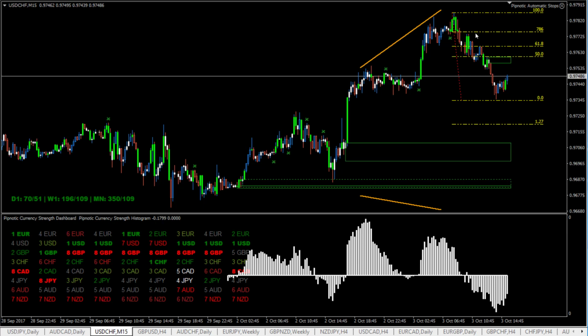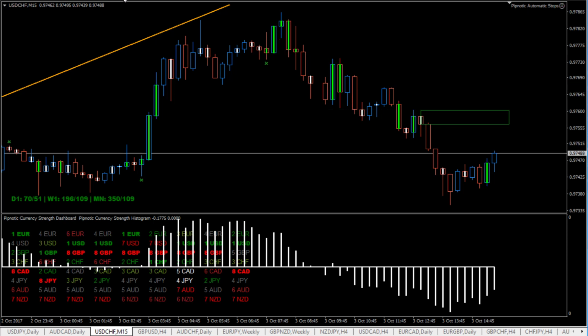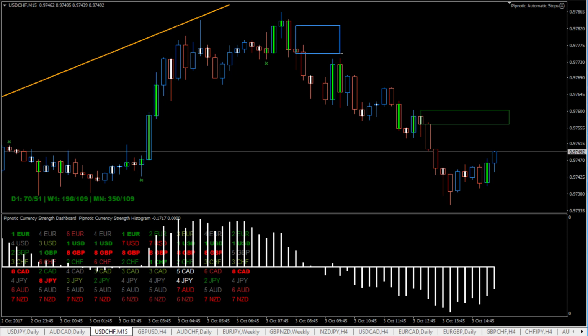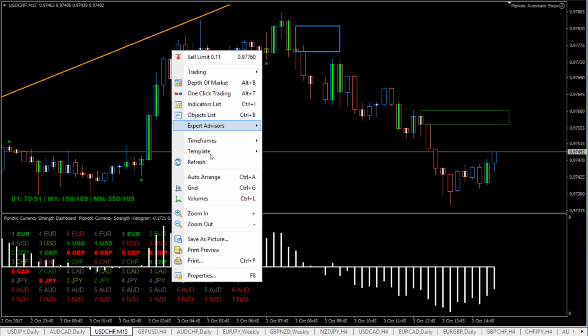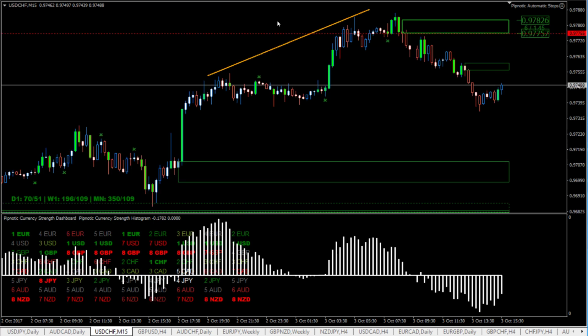Then we have the 79, which is just here. If we zoom into that, you can see that this looks maybe pretty interesting, that area. I'll remove it. It goes just here, like so. So this looks pretty good because price left. It has not been back all the way. So this looks pretty interesting, I think.